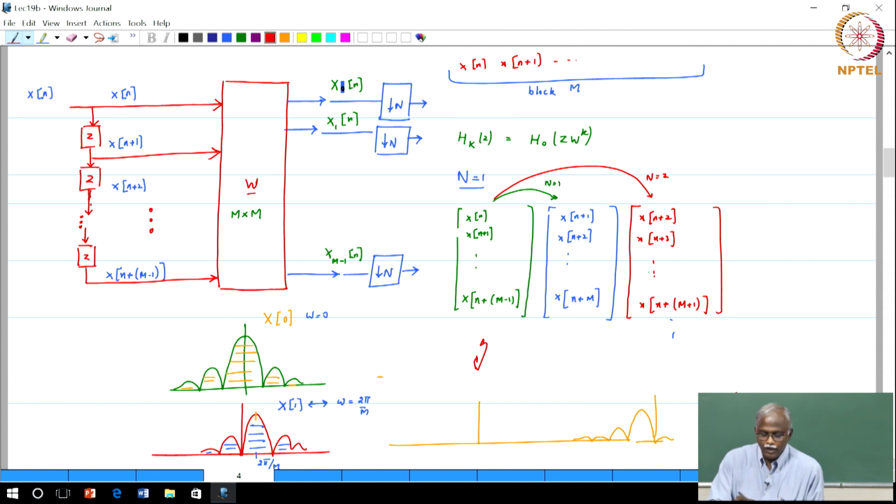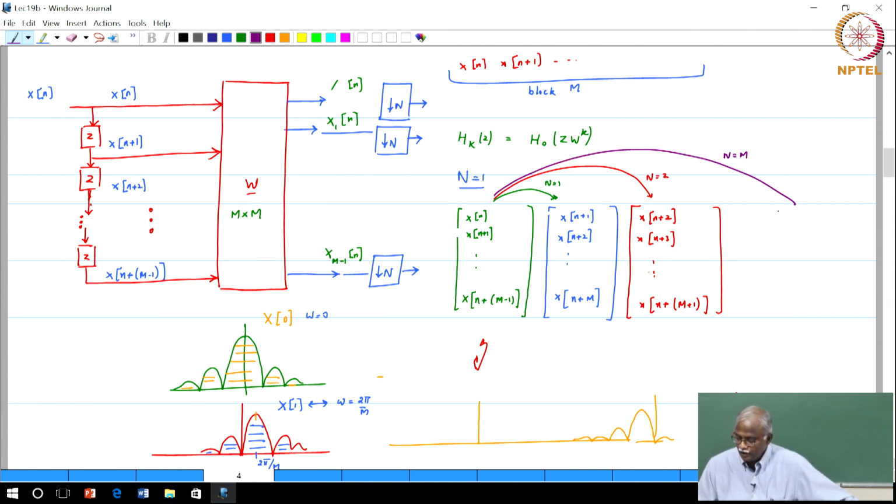Okay. Now, when does it become something of interest? I would like to look at the case where N equal to M. If I take N equal to M, then that is the non-overlapping DFT. If you remember the non-overlapping one, the next one will be x of n plus m, x of n plus m plus 1 dot dot dot x of n plus 2m minus 1.